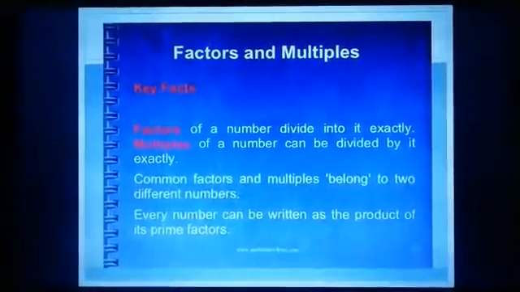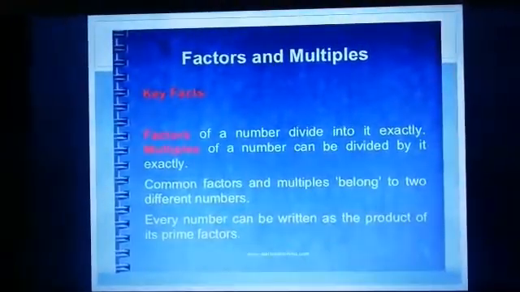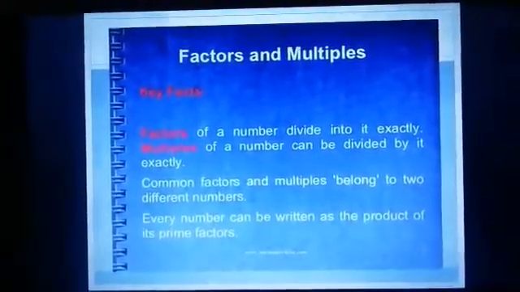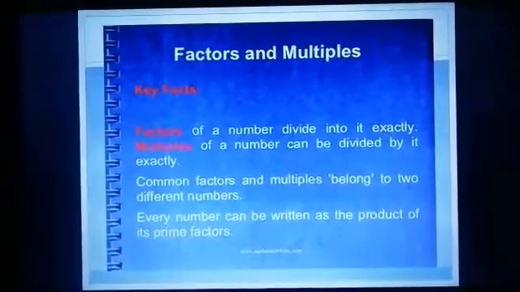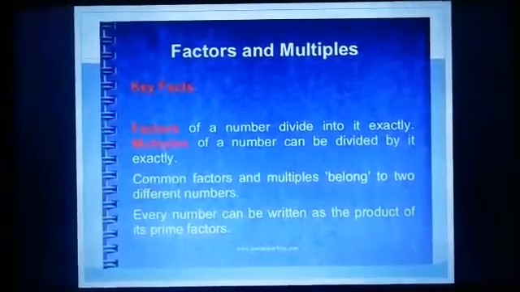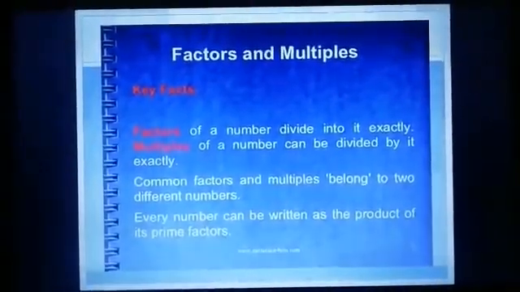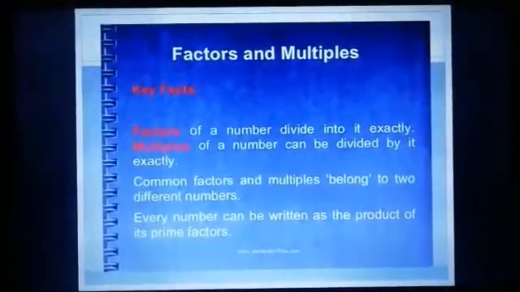Multiples. Multiples of a number can be divided by it exactly, or a multiple is the product of any two or more factors. Common factors and common multiples belong to two different numbers. Every number can be written as the product of its prime factors.